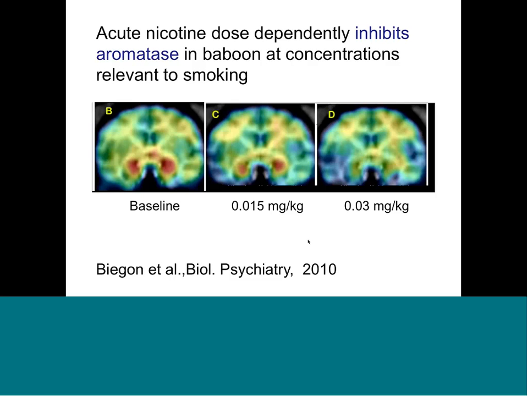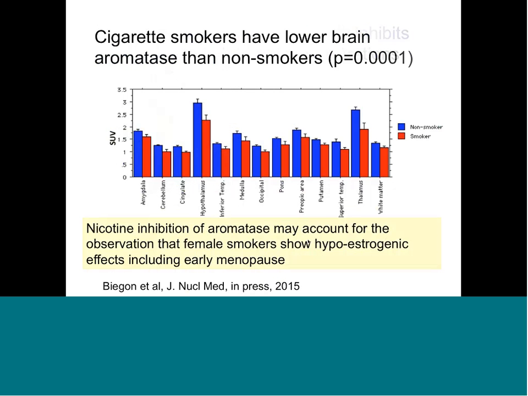It was really easy to get smokers like in the early 90s, you know, heavy smokers. I mean, the good news is it's harder to recruit smokers for your research studies, which is a good thing. But we did manage to get some for this study. And cigarette smokers, human cigarette smokers, also have lower brain aromatase than non-smokers.